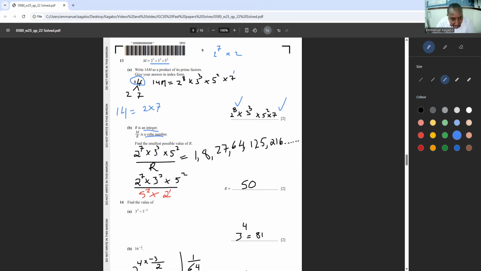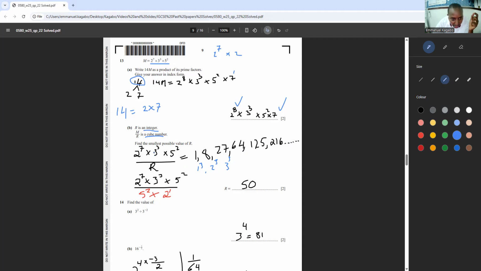So we know the value of m, guys. The m is here, is 2 power 7, 3 power 3 times 5 squared, divided by r. It should give me a cube number. This one here, the cube number is 1 power 3, 2 power 3, and then 3 power 3. I'm not going to do all of them. Then you keep on working, and then you have to find which one will give you the smallest value.